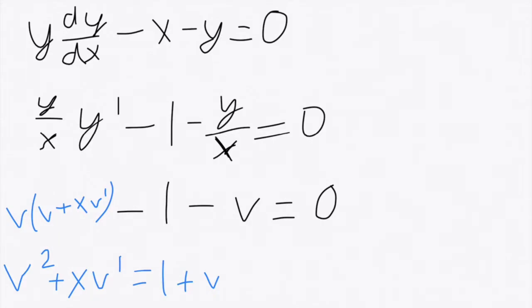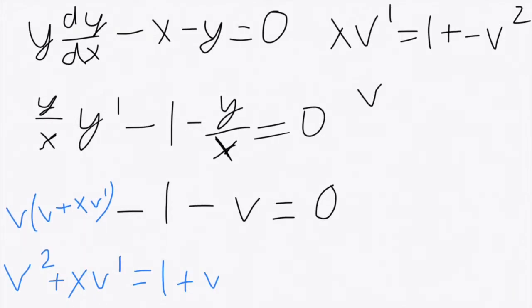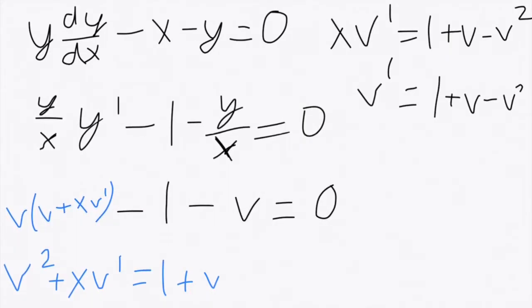Right? And so we're going to move the v squared to that side as well. So we get x v prime is equal to 1 plus v minus v squared. You get v prime is equal to 1 plus v minus v squared over x.